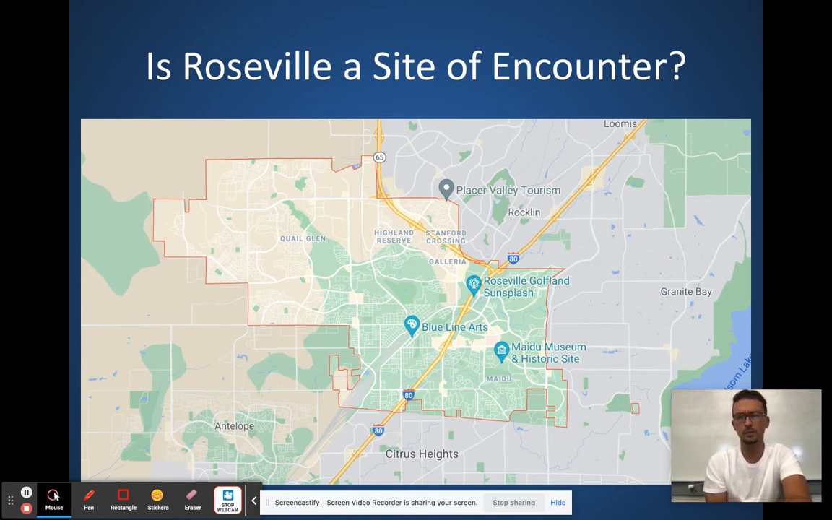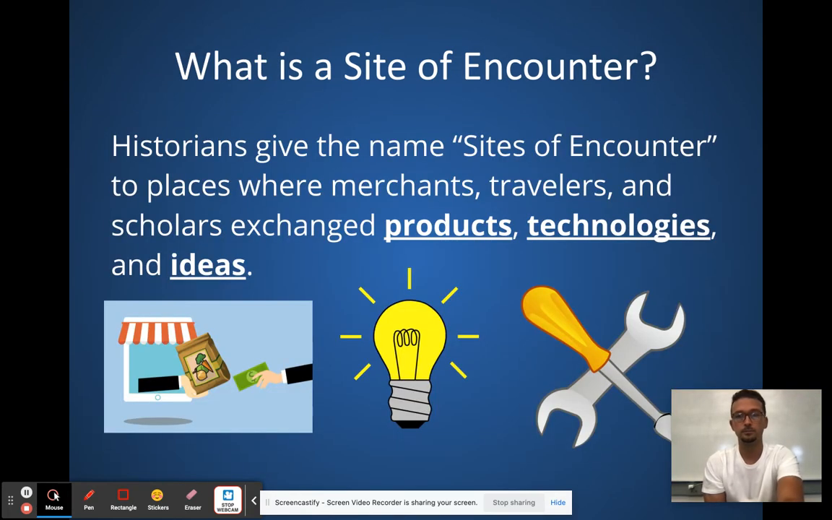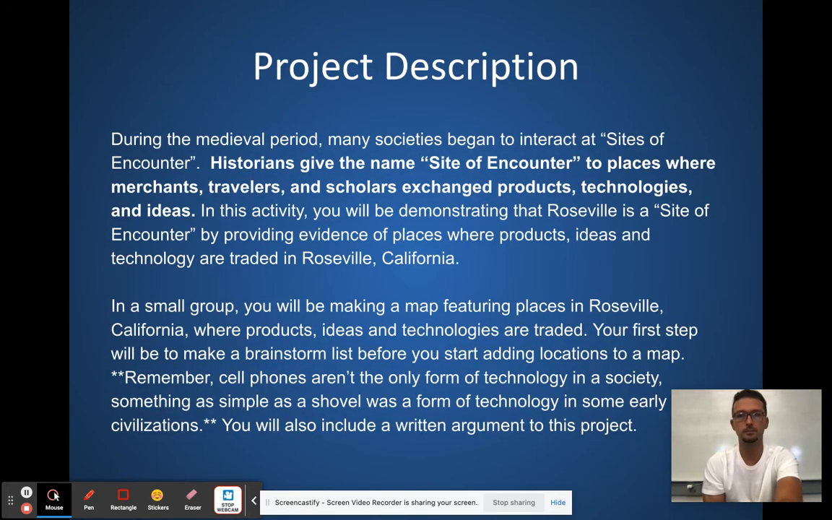So really don't complicate this. Remember, it's history. Just keep it simple. A site of encounter is a place where people come together and exchange things. So what is a site of encounter? Historians give the name sites of encounter to places where merchants, travelers, and scholars exchange products, technologies, and ideas. Your project description: during the medieval period, many societies began to interact at sites of encounter. Historians give the name site of encounter to places where merchants, travelers, and scholars exchange products and technologies and ideas.